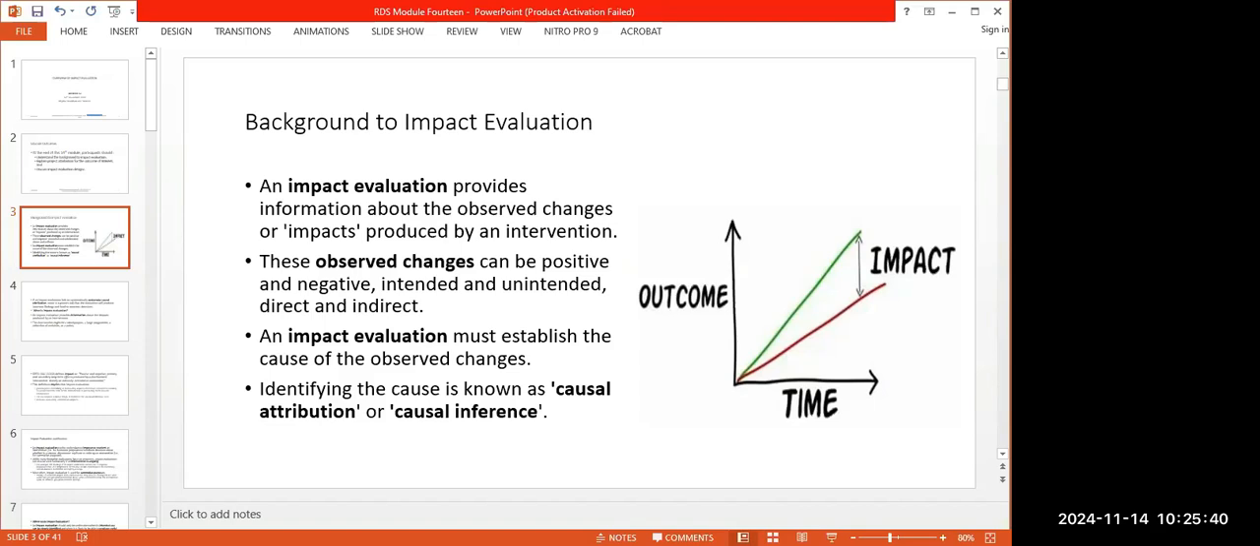When we do an impact evaluation, therefore, we just want to establish why. What is the cause of those changes? And that's why we talk about causal attribution, the cause of what we see, or even sometimes causal inference. What may have happened in order for us to get the appropriate impact, causal inference.